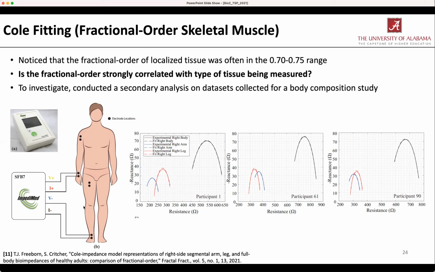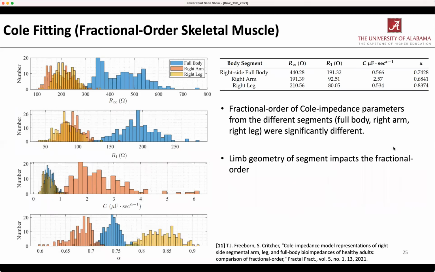So our hypothesis and expectation was, if skeletal muscle is the dominant tissue type and the fractional order is linked to skeletal muscle, the Cole parameters extracted from these three body segments should fall within that 0.7 to 0.75 range. So we analyzed data from 161 participants. When we calculated it, we have some samples of how good the fitting is, again, highlighting that Cole arc. The simulations are a good fit visually, but what happens when we explore that full data set?